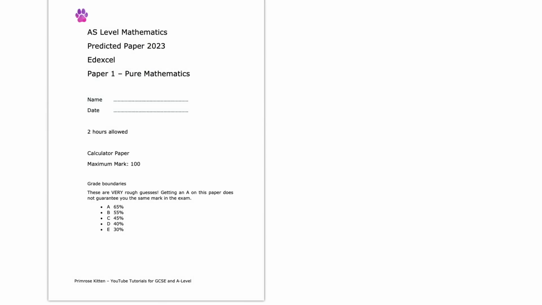Hi there, this is Charlotte from Primrose Kitten, and today we're going to have a look at this AS level paper 1, pure mathematics side of the course. So really important here to give this a go. We've got 2 hours-ish to complete this paper and we have 100 marks available to get. So let's have a look at the questions and I will let you know how best to approach them if you feel stuck. I'll just give you lots of tips along the way.